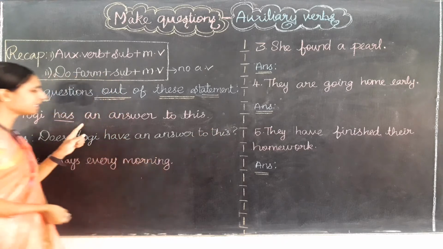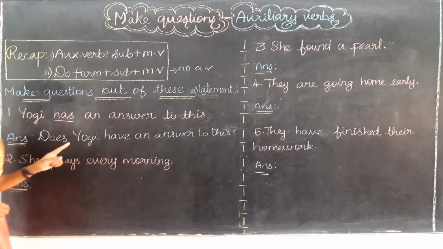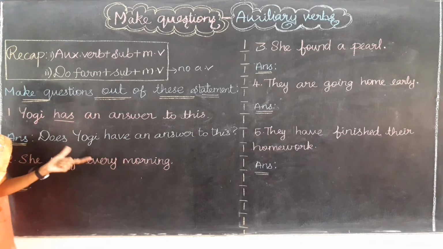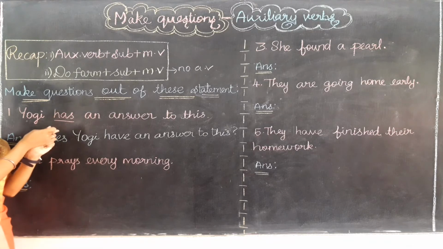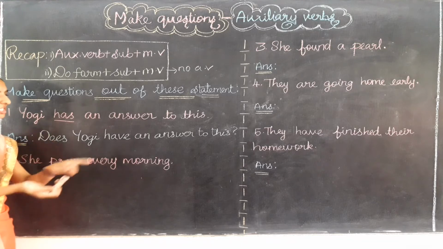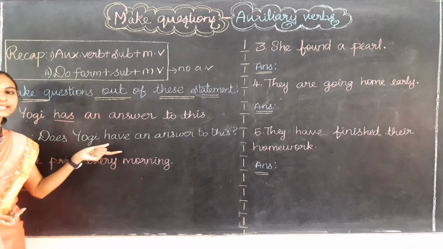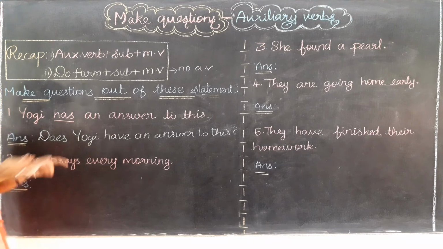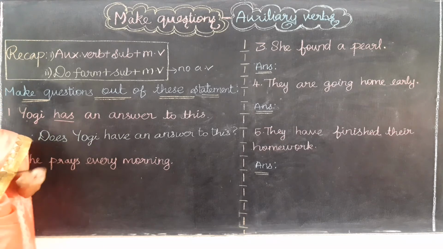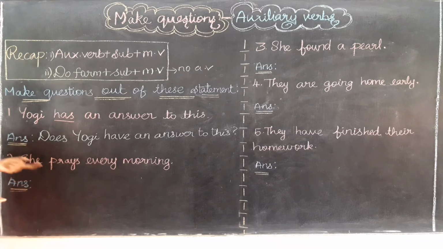So why did I change has into have? Yes, when we are using the auxiliary, when we are using the do form here, we need to use the present time verb, that is have only. Okay. So does Yogi have an answer to this? Then the answer will be what? Yogi has an answer to this only. Okay. So let's go for the second question.